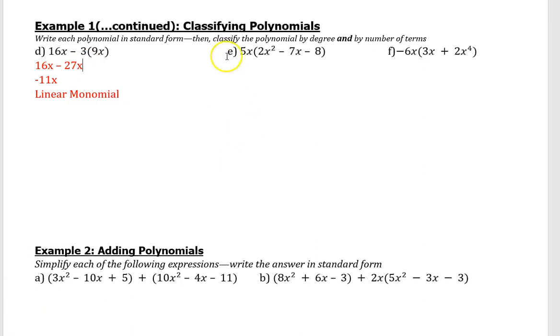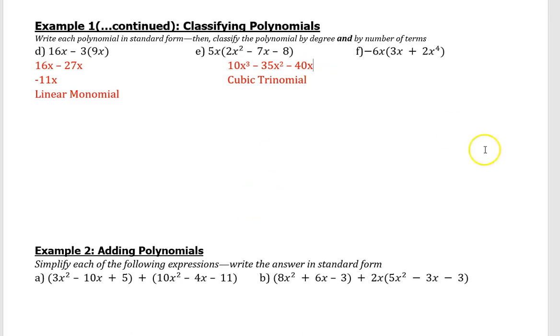Alright, over here in part E, we're going to do a little distributive property. So 5x times 2x squared is going to give you 10x to the third. Multiply the numbers and add the exponents on the variables that are the same. 5x times negative 7x is going to give you negative 35x squared. And 5x times negative 8 is going to give you negative 40x. So that would be the standard form of that one. And your highest power is 3, so this is cubic, and there are 3 terms there. Trinomial would be the name.